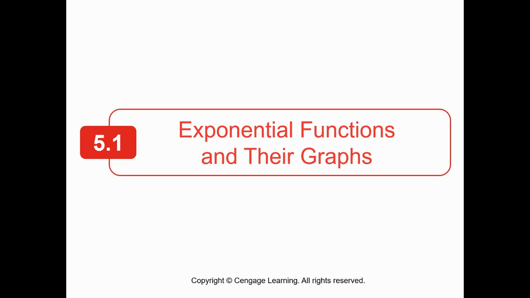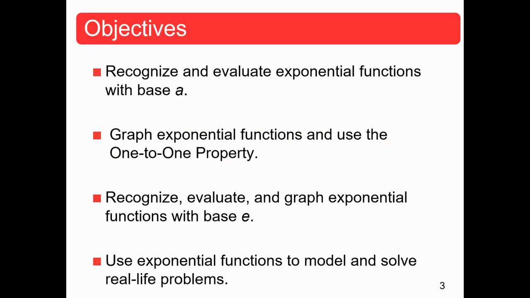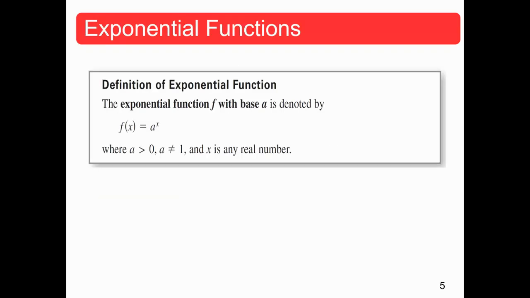So we're starting chapter 5, and the first section in chapter 5 is all about exponential functions and their graphs. When we're looking at an exponential function, we're really looking at something that's f of x equals a to the power of x. A needs to be some number greater than 0, and x has to be any real number.